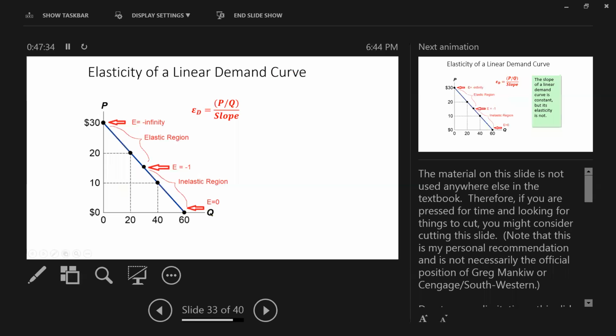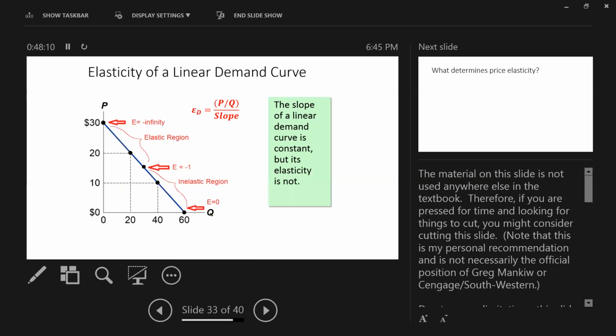Now, the one thing to keep in mind, this demand curve that we're looking at has a slope of -1/2. The rise is 30, the run is 60, so 30 over 60 is 1/2, and it's downward sloping, so it's negative. Notice the slope of that demand curve is constant, so I plug in that constant -1/2 in the bottom. But as I move along the demand curve, the ratio of P to Q, which is in the numerator of our calculation for the elasticity of demand, changes as we move from point to point. Because of that, the value of elasticity along a linear demand curve is not constant despite the fact that its slope is.